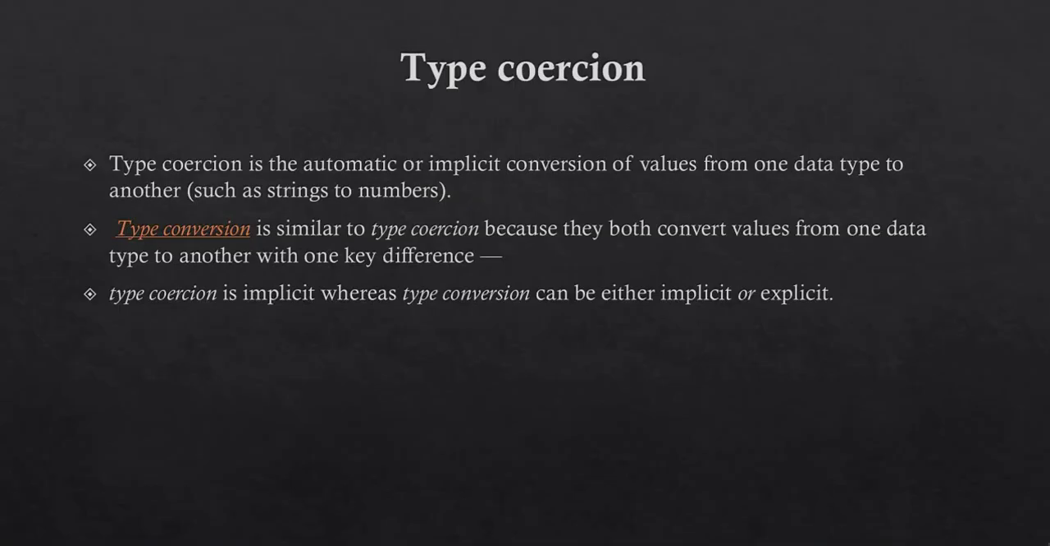In this video, we will discuss type coercion in JavaScript. Type coercion is an automatic and implicit conversion of values from one data type to another, such as strings which are converted to numbers. If I have a number, I can convert it to a string.